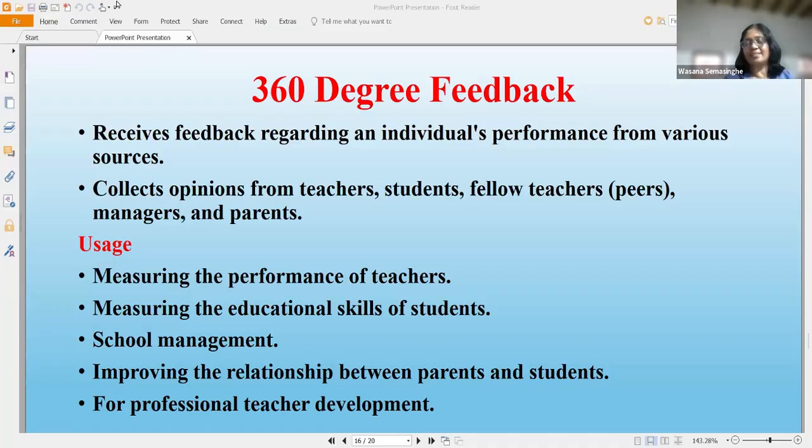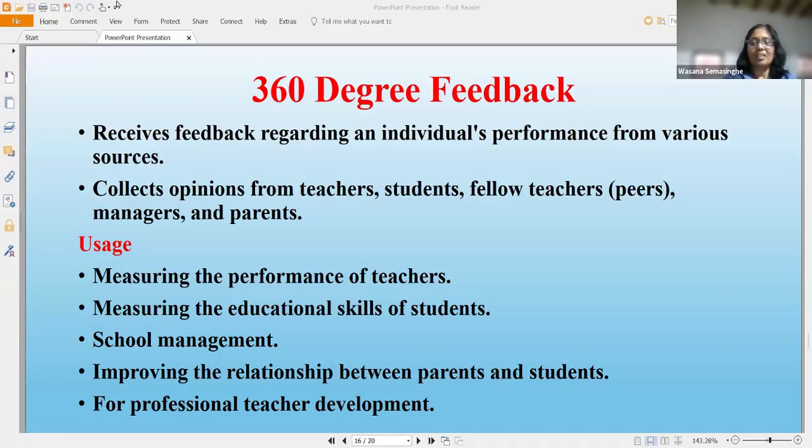Because our performance is observed from different angles, sometimes the teacher's feedback may come from the principal, the supervisor, fellow teachers, students, parents, and we have our self evaluation. The feedback comes from different directions, and it is called 360 feedback. It comes from different sources. Then usage.